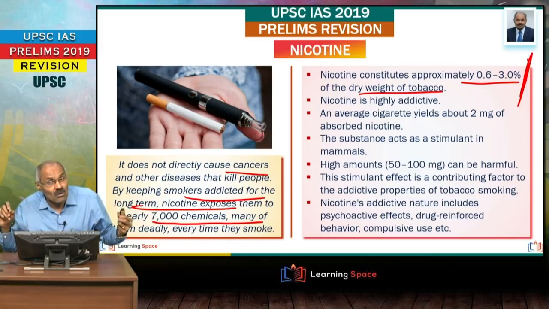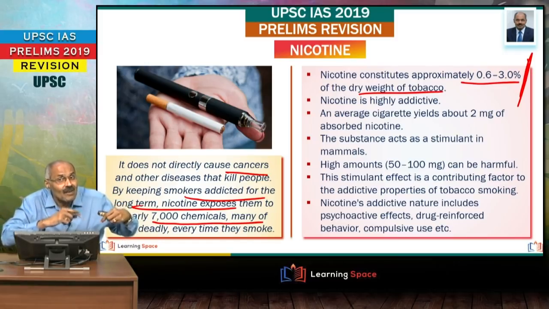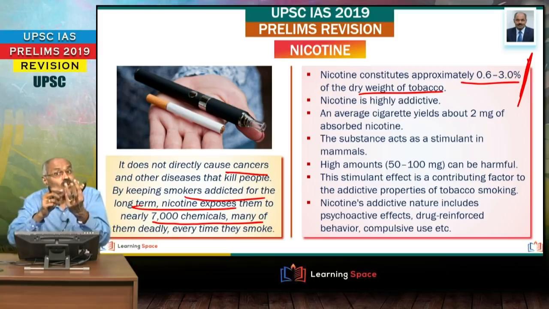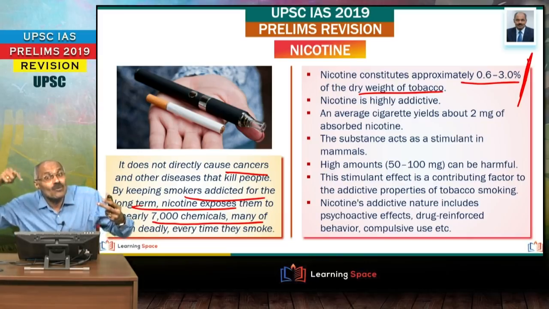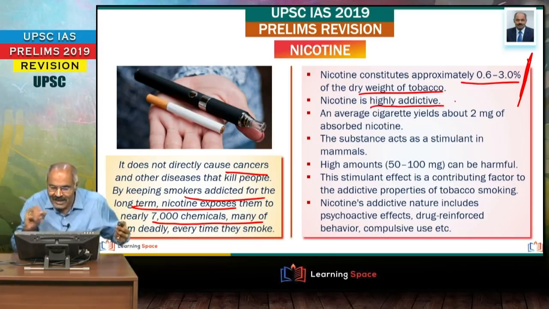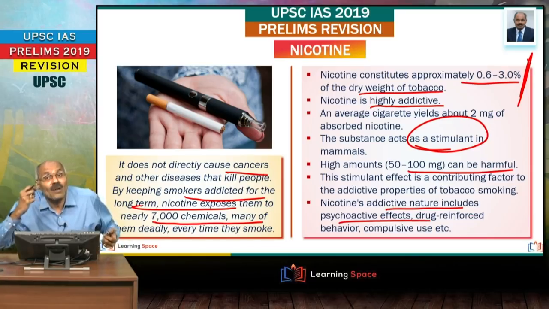In fact, in tobacco, this nicotine is there. Nicotine itself is not cancerous, but when people are smoking more cigarettes, what happens? Two things happen. They are exposed to other chemicals which spoil our health. The second important aspect is, when more and more nicotine is in the body, it is addictive. It is some sort of addiction, you can say. Friends, nicotine is highly addictive and the substance acts as a stimulant. That is one important aspect, and high amounts can be harmful. So nicotine's addictive nature includes these psychoactive effects.